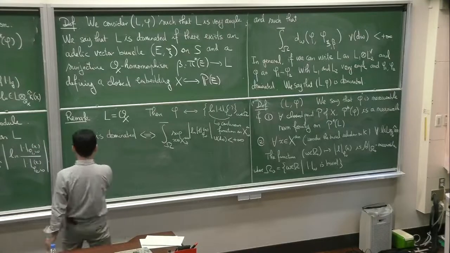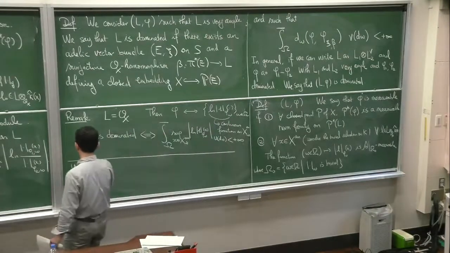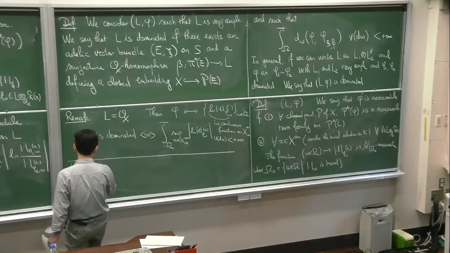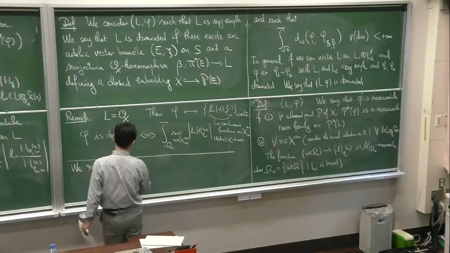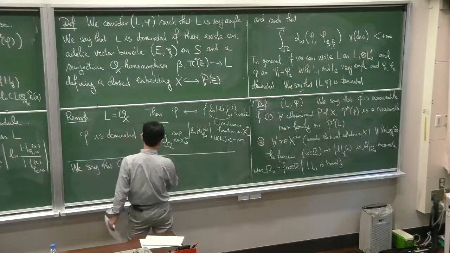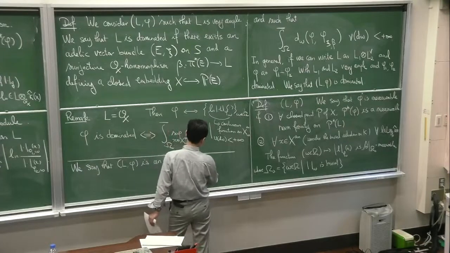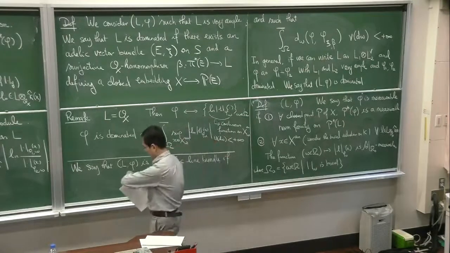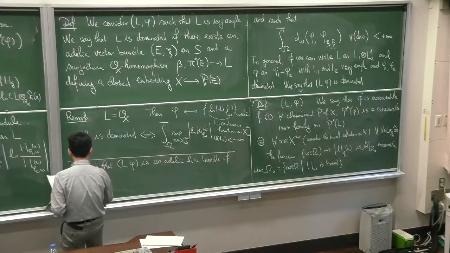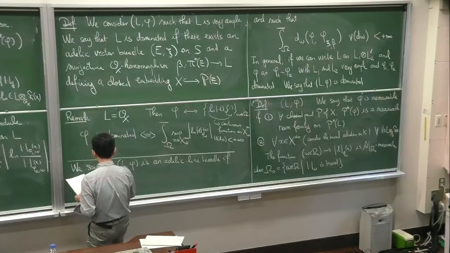So finally we say that L phi is an adelic line bundle if phi is dominated and measurable.